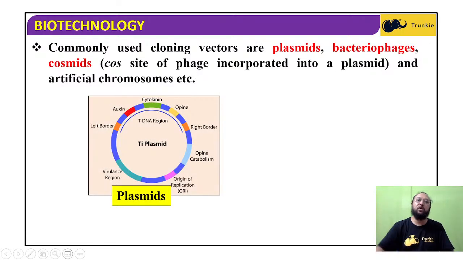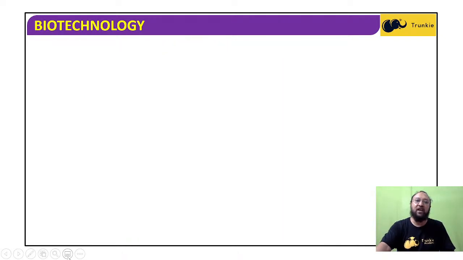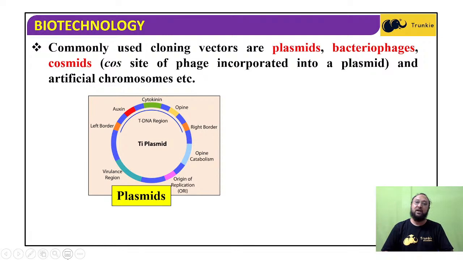Commonly used cloning vectors are plasmids or bacteriophages. It's not only plasmids, as we have seen in this diagram; even viruses, especially bacteriophages, and cosmids are used for multiplying DNA and as vectors. Also, phage sites incorporated into plasmids, and artificial chromosomes. Here you can see the right border, opine catabolism, and origin of replication, which has formed a new vector, a plasmid where we have integrated the DNA of our interest.